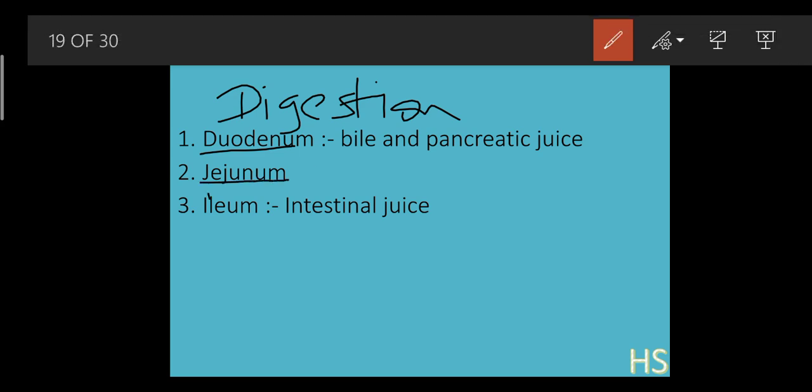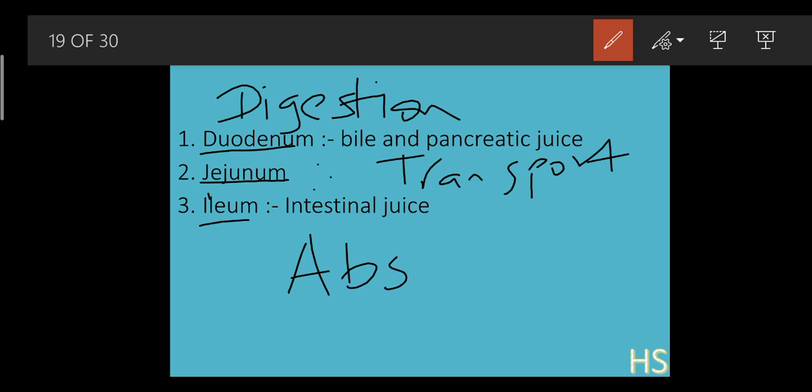What is the jejunum? It helps in transportation. The food which is digested is carried forward with the jejunum. And the ileum is a place where absorption takes place. What do you mean by the word absorption? See, food digested means it is no longer in the stomach. It has entered into the intestine.